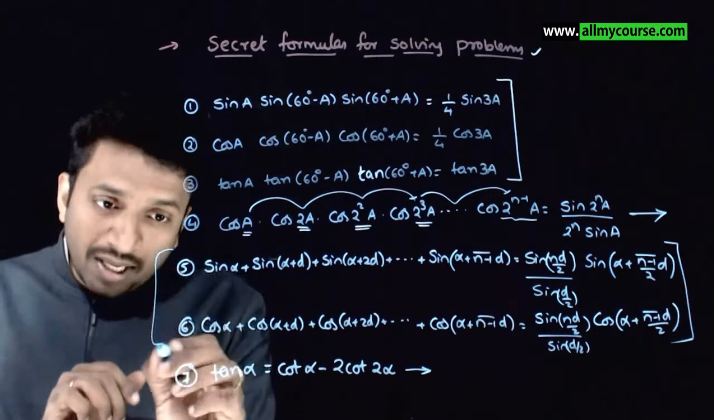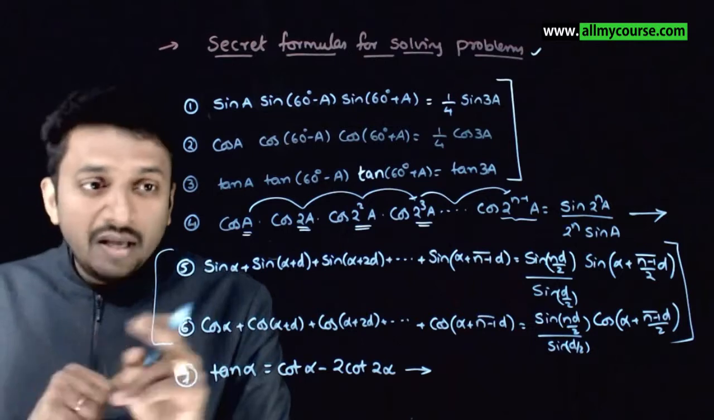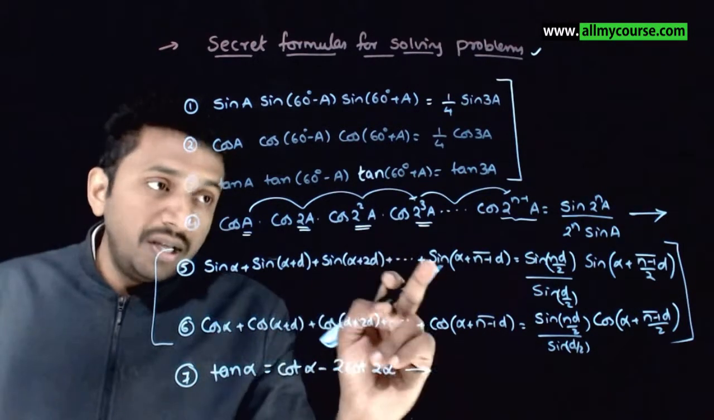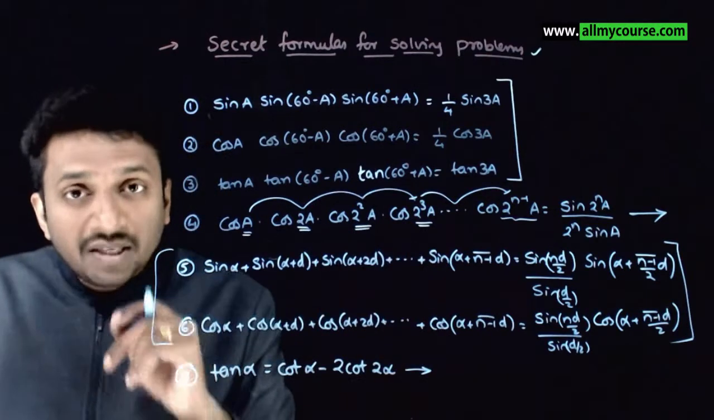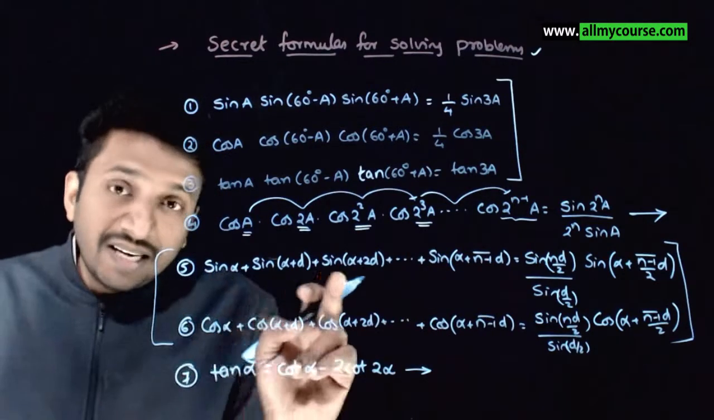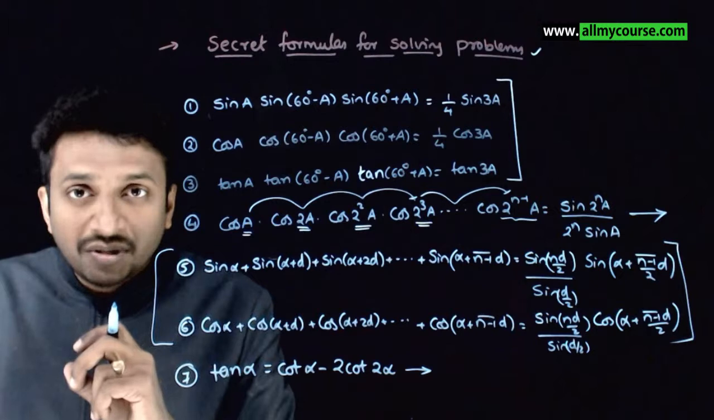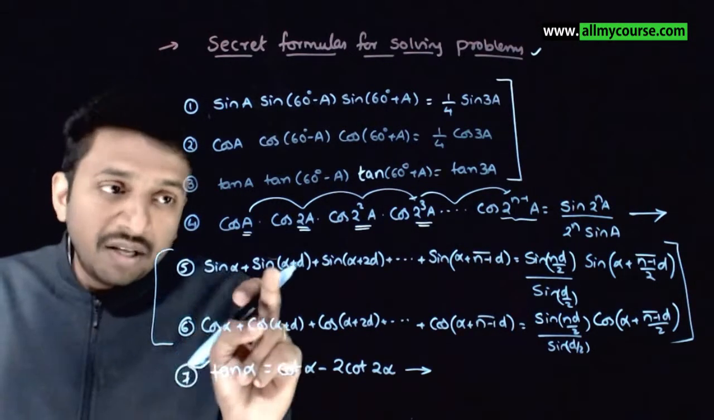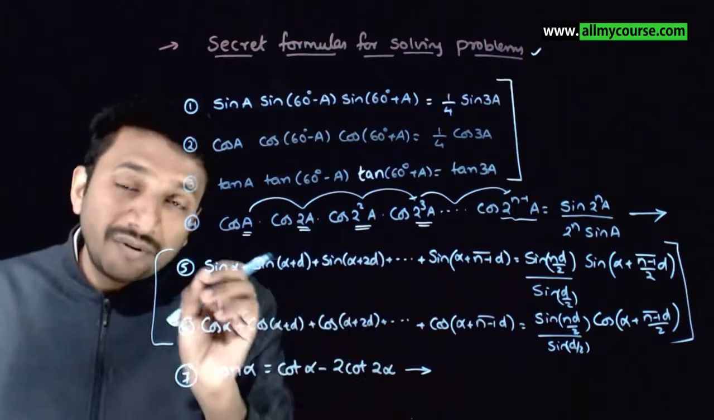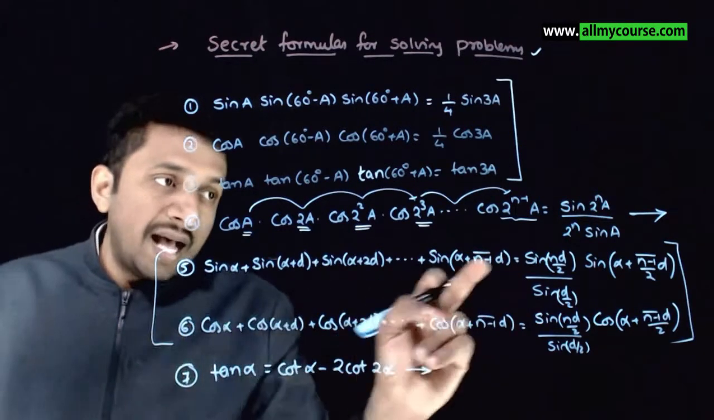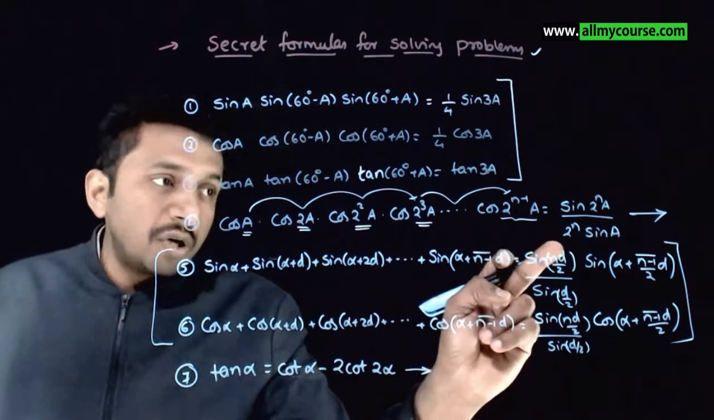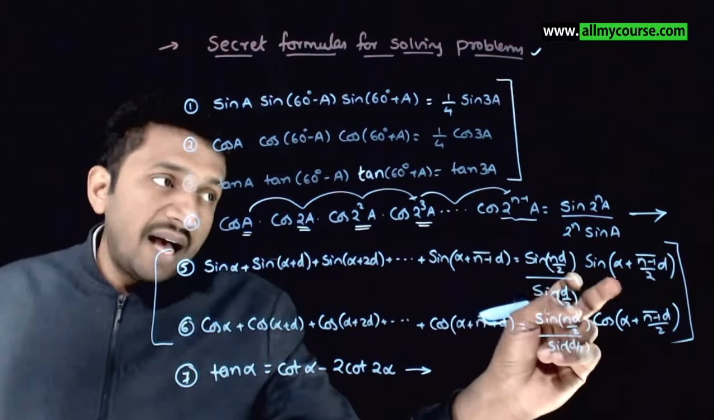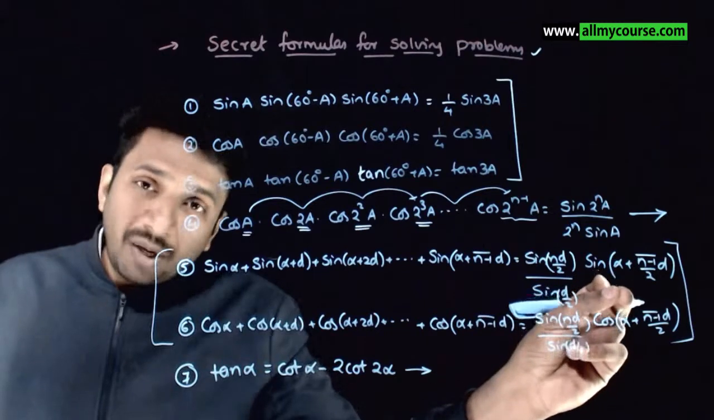Next, these two constitute one set again. Sine alpha plus sine (alpha plus D) plus sine (alpha plus 2D) plus so on up to sine (alpha plus (n minus 1) D). The angles are in AP, arithmetic progression, with common difference D and the first term alpha. You have a sequence of n terms. So the answer is sine of (n times D by 2) by sine (D by 2) into sine of (alpha plus (n minus 1) by 2 times D).